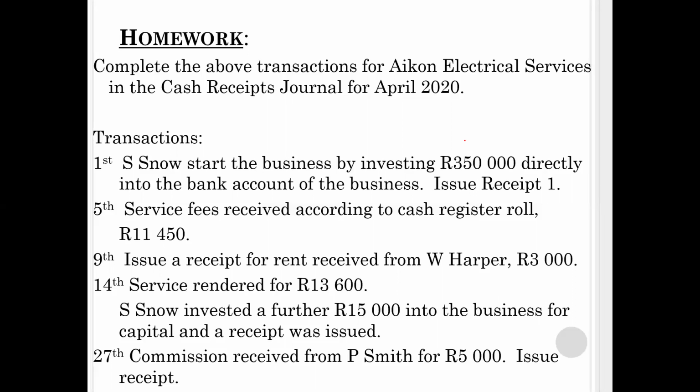On the 14th, remember 2 transactions here. The first part is services, no name, 13,600. So that will be a cash register roll. And then the second part of that transaction on the 14th is Snow invested a further 15,000 into the business for capital, and the receipt was issued. So there we've got the name, 15,000, it's for capital, and it is a receipt. And then on the 27th, commission received from P. Smith for 5,000 Rand, issue a receipt. So we've got a name, we've got the amount, it's a receipt, and it's for commission.